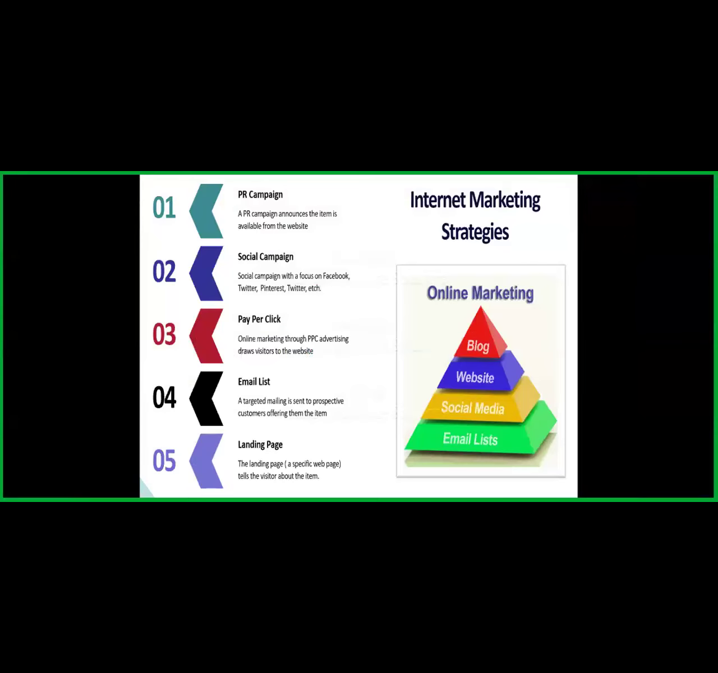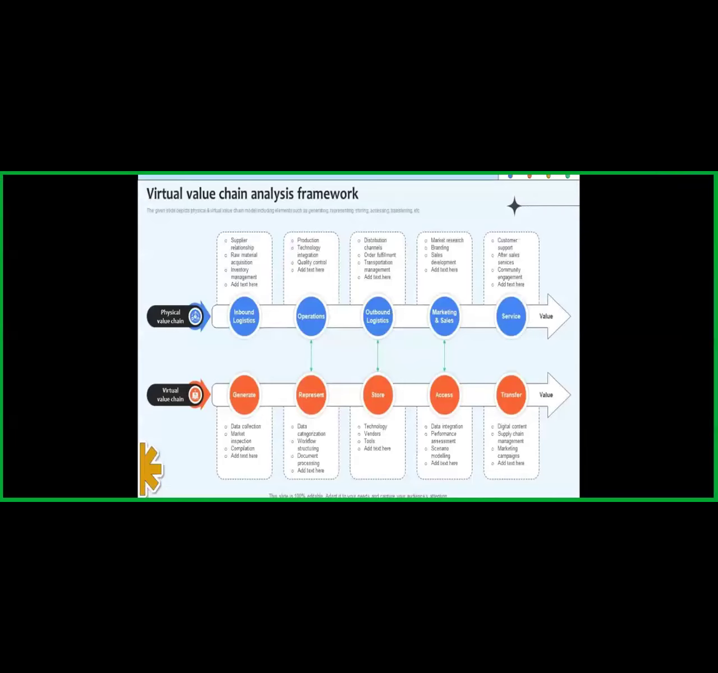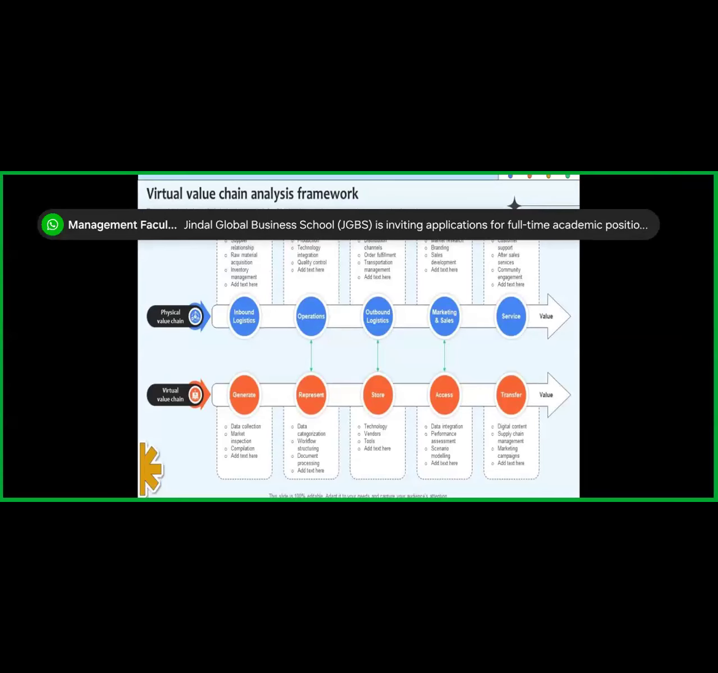Now the next one is internet marketing strategies. How the marketing strategies are carried out on the internet, that we are going to discuss. We will stop here because it is already 7. In tomorrow's session, we will discuss this internet marketing strategy, as well as talk about the traditional versus e-commerce business comparison. We will also be talking about the virtual value chain framework and the physical value chain framework. What is the difference between these two value chain frameworks, we will be discussing in tomorrow's session.